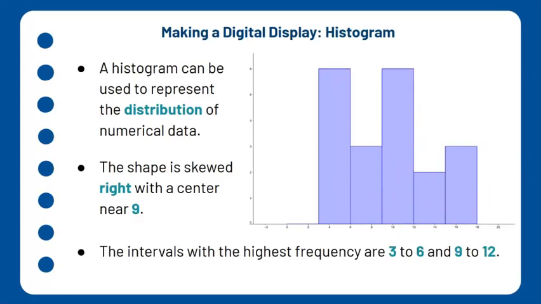We can also use a histogram to determine which interval has the highest frequency. In this example, the intervals with the highest frequency are 3 to 6 and 9 to 12. There are 6 values from the dataset that fall into each of these bins.